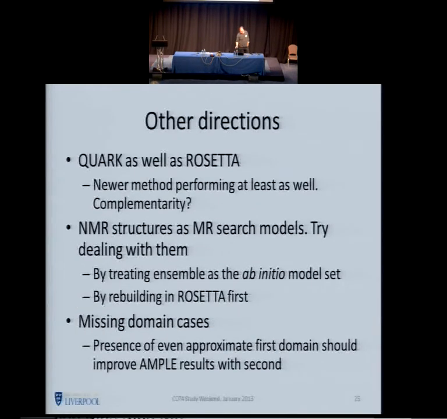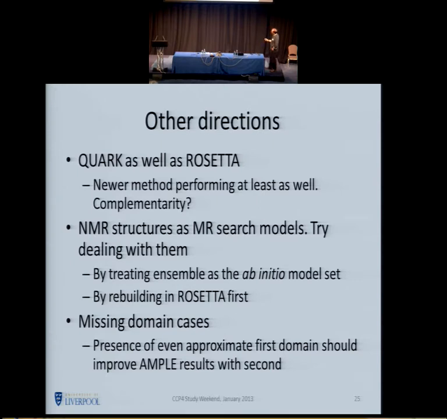If I've got time, I just want to mention 3 different directions that have opened up to us, only briefly. These are all data from work in progress. 3 different things that we're trying. We're trying Quark as well as Rosetta. Quark, you may know, is another ab initio modeling program recently out, which appears to perform at least as well as Rosetta and perhaps slightly better. So we want to see if it gives us extra successes compared to Rosetta.